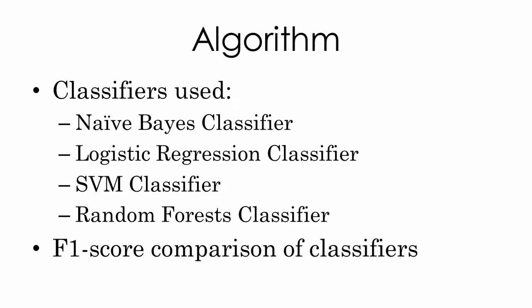We used 4 different classifiers for our project. Naive Bayes is a probabilistic classifier that applies Bayes' theorem. Logistic regression is a statistical model that uses a logistic function to model a binary-dependent variable. A support vector machine or simply SVM is a discriminating classifier formally defined by a separating hyperplane.